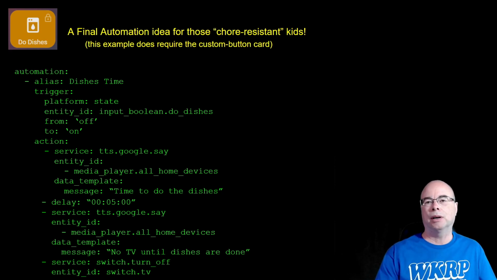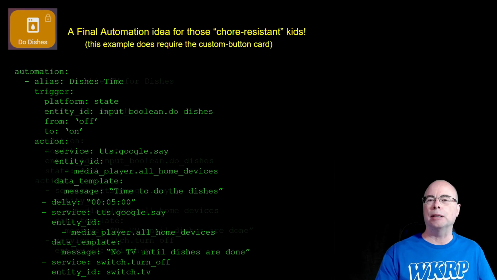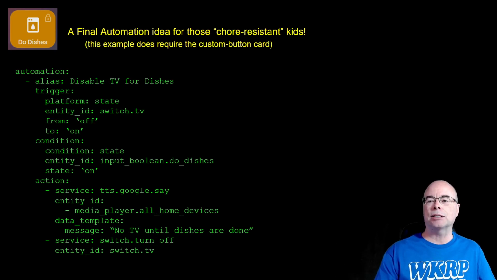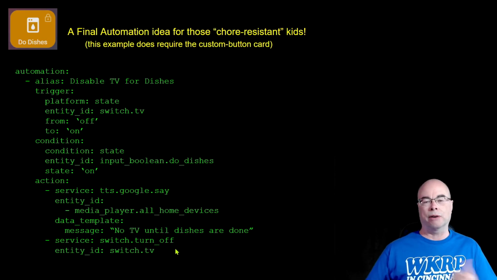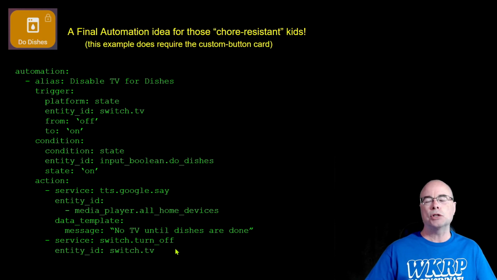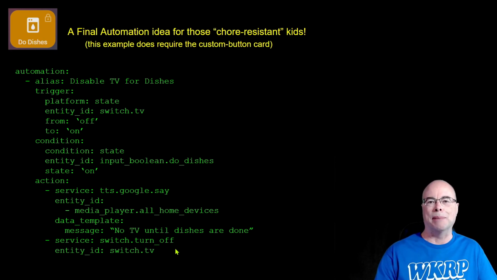So you might be thinking, well, that's not going to work because the kids will just pick up the remote and turn the TV right back on. Well, we can run another automation and again use this input Boolean. So in this case, we're going to create an automation that anytime the TV is changed from off to on, it's going to check this input Boolean. If this input Boolean is still on, it's going to make another announcement saying no TV until the dishes are done and turn the TV right back off again. So every time they try to turn the TV on, as long as this do dishes input Boolean is turned on, it's just going to turn the TV right back off again.